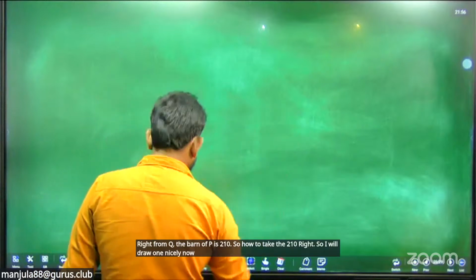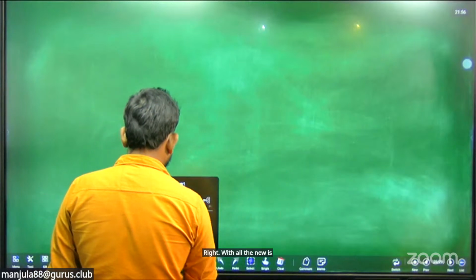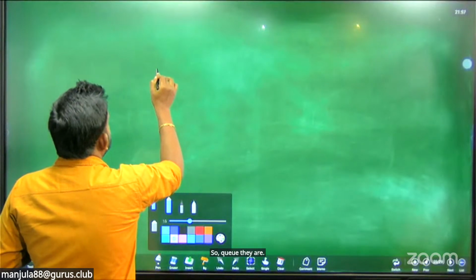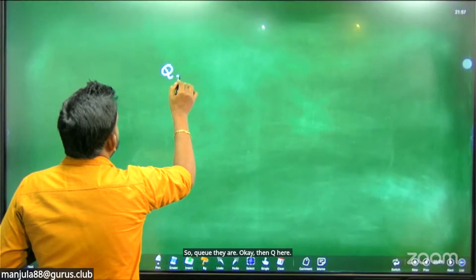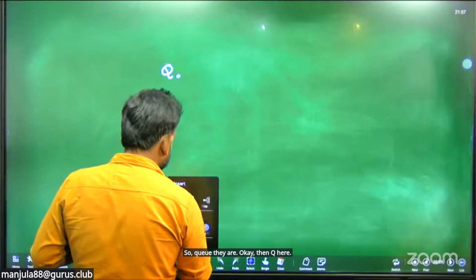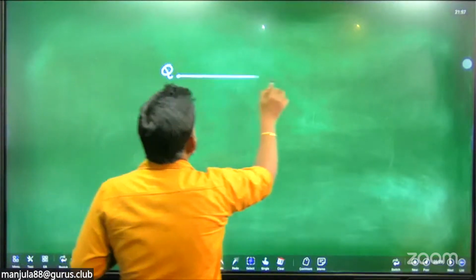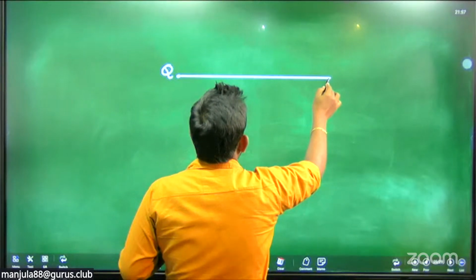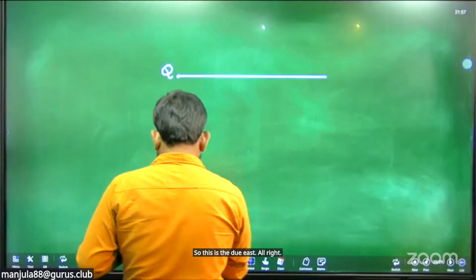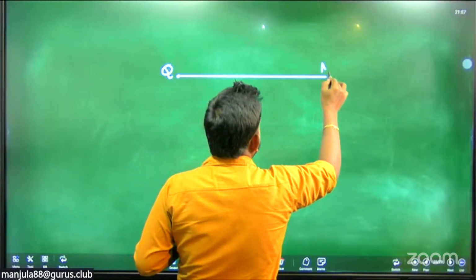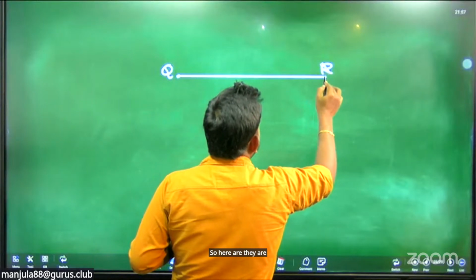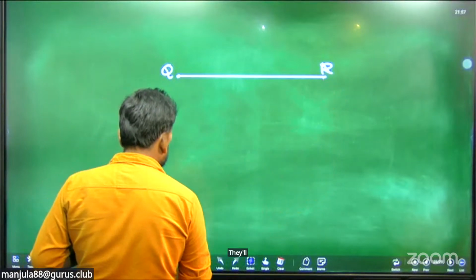Right. Now let's take the due east part and draw it neatly. So Q there. Okay, then Q here. So this is the due east. R. So here R there. Then here you mark 45 degrees.